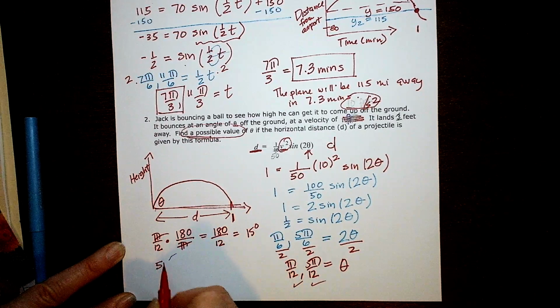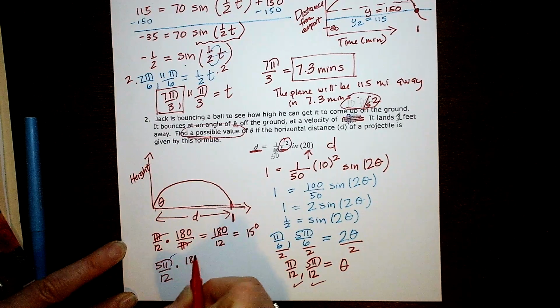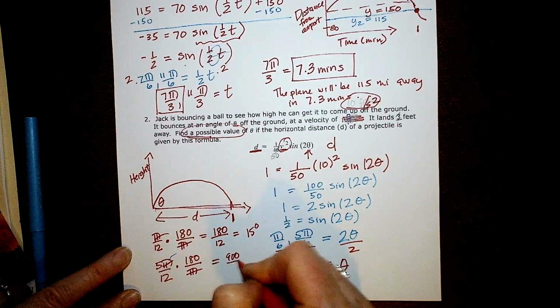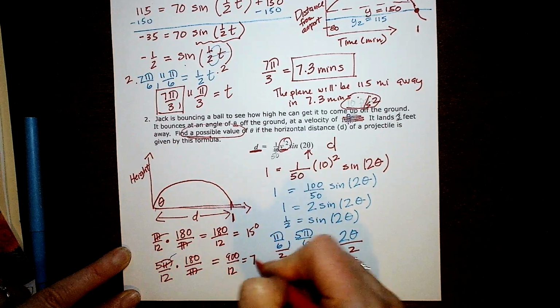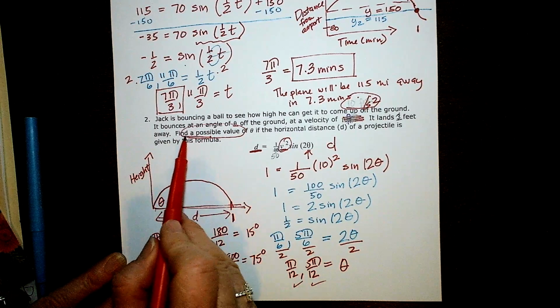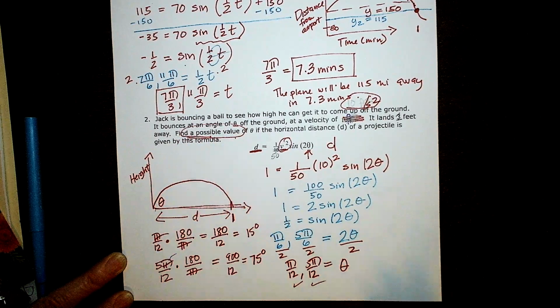And what if we had 5 pi over 12 and we wanted to know that in degrees? Multiply by 180 over pi. Those cancel. 5 times 180 is 900 over 12, which equals 75 degrees. So my solutions could be either one of these because the question says find a possible value.